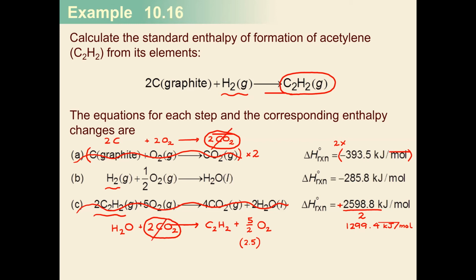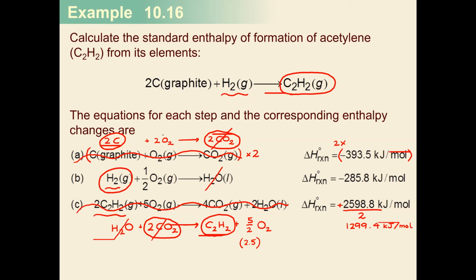We can also do the same for that when it comes to my water. So my water in reaction C will cancel out with the water produced in reaction B. So as you can see right now, I have carbon, which is in my target equation. I have my hydrogen, which is in my target equation. And finally, I have my C2H2. But we still have oxygen left over.